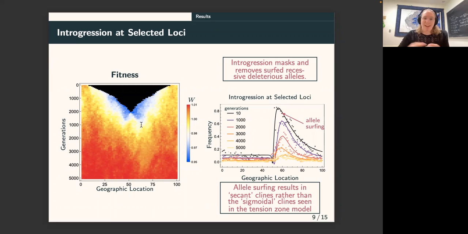So if you remember back to the tension zone model, we imagined that the decline in allele frequency would be sigmoidal shaped. It is no longer sigmoidal shaped. It is what I'm going to call secant shaped, and that is because of allele surfing. The deleterious alleles can be in really low frequency in the parental core, and then they surf to high frequency, and this leads to this secant shape. All right. But even like the tension zone model, over time, those recessive deleterious alleles are eventually swept out of the population, and you're fixed for the beneficial allele across the range.